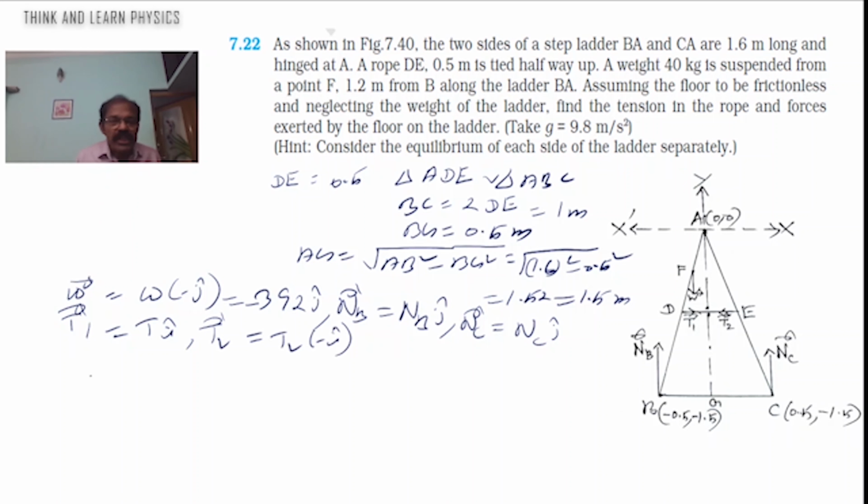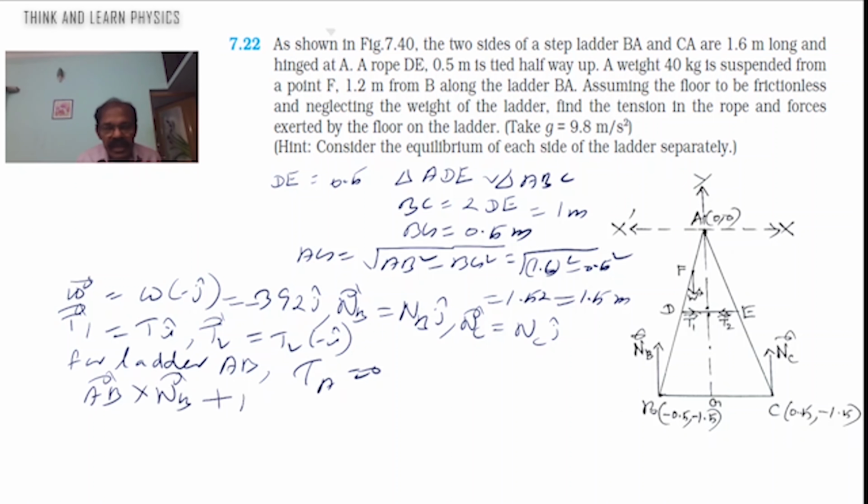Now for the equilibrium of the ladder AB, the torque about A, that means tau A, equals 0. That means AB vector cross NB vector plus AD vector cross T1 vector plus AF vector cross W vector equals 0. Let AB vector equals B vector.